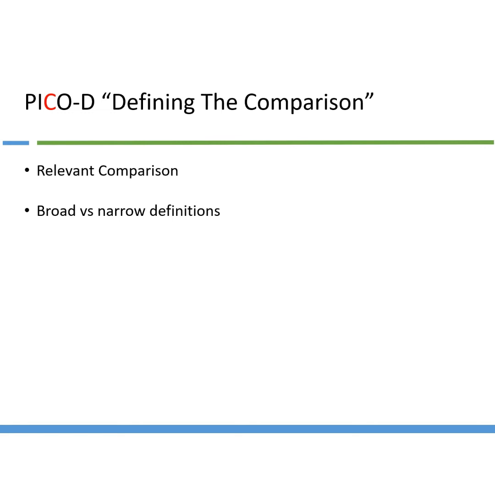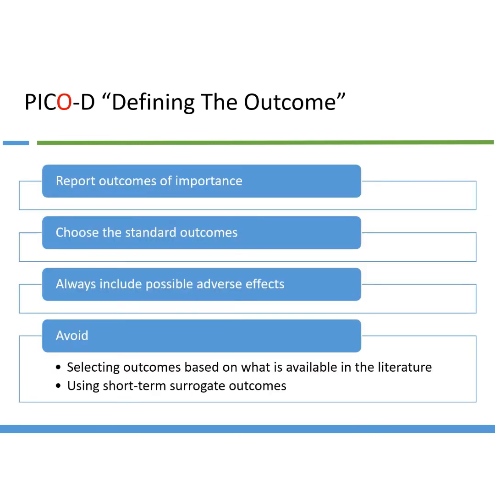So you can say, like, my intervention is X medication in this dose, in this frequency, in this duration. Or you can say, my intervention is X medication regardless of dose, frequency, and duration, and so on, and the same for comparison. And then define your outcome, report the outcome importance, choose the standard outcome as much as possible, and always include adverse events if you can.